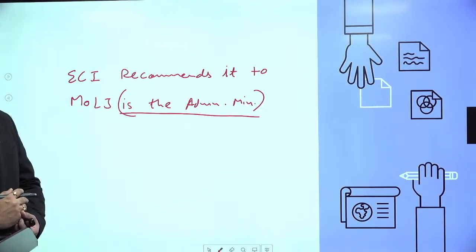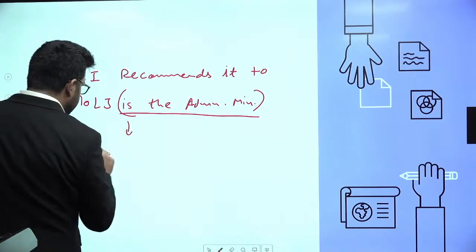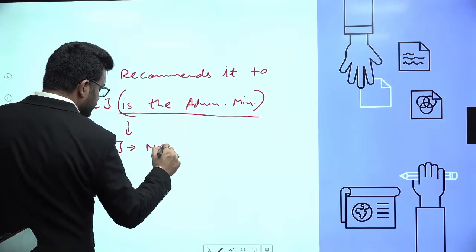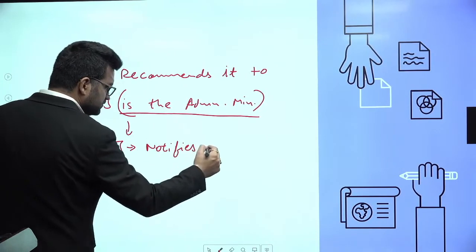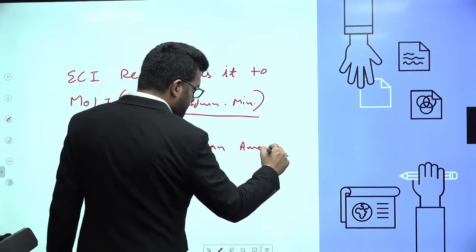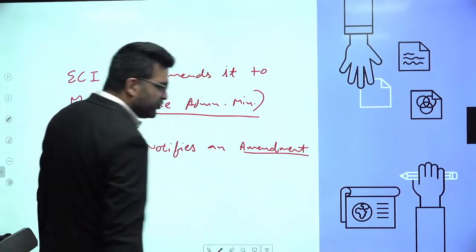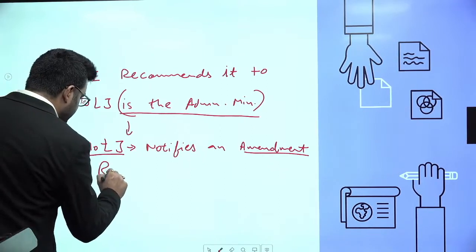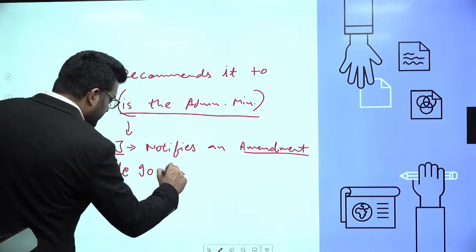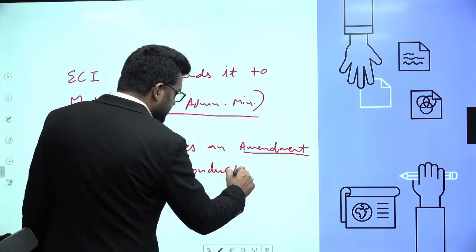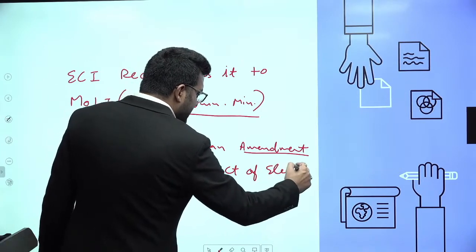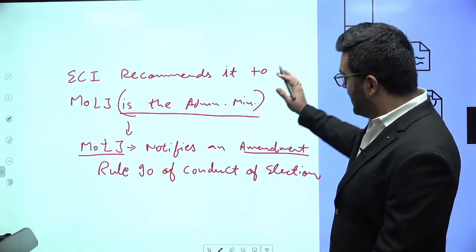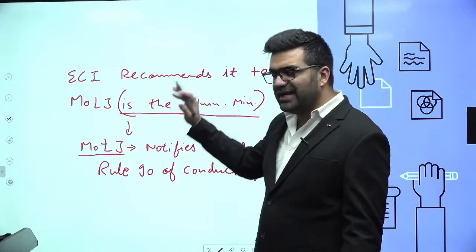Now, it is MOLJ which notifies an amendment to Rule 90 of the Conduct of Election Rules. Now we are studying the facts of the matter. After the facts are taken care of, you would see how मेरा कोशिश यहाँ पे objective endeavor ये है कि everything is taken care of. अभी आप ये देख रहे हो कि election expenditure limit है.